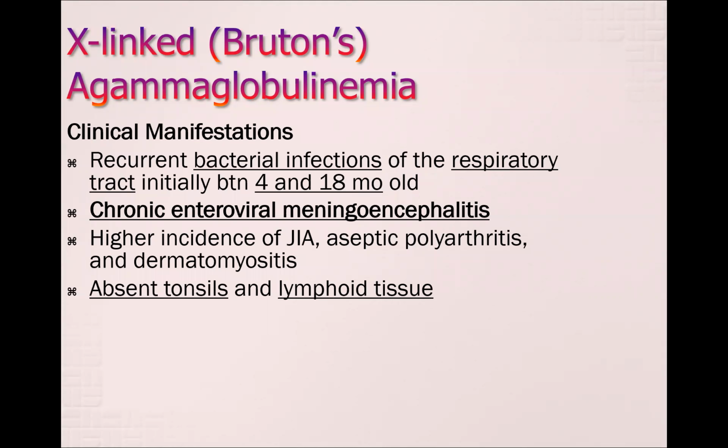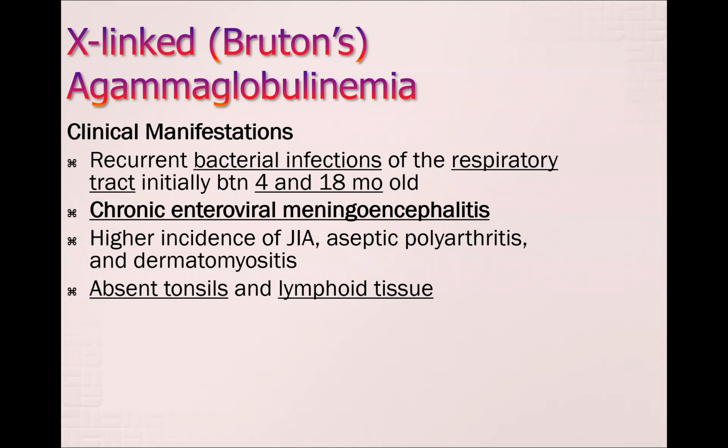Bruton's agammaglobulinemia, one of the unique features of it is that if you have somebody who has known enteroviral meningoencephalitis, chronic form of that, they are at increased risk for Bruton's agammaglobulinemia. We've actually diagnosed a patient with Bruton's in the past due to this. He came in with 3 episodes of enteroviral meningoencephalitis in a year's time period and was actually found to have Bruton's agammaglobulinemia. So it was actually a pretty impressive thing.